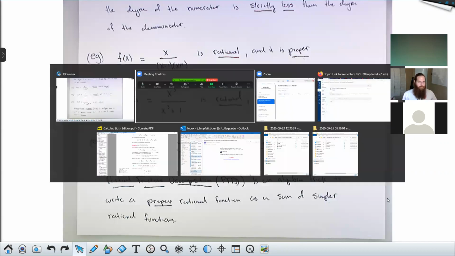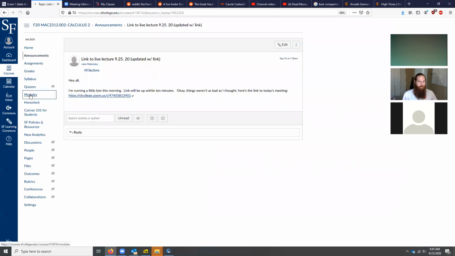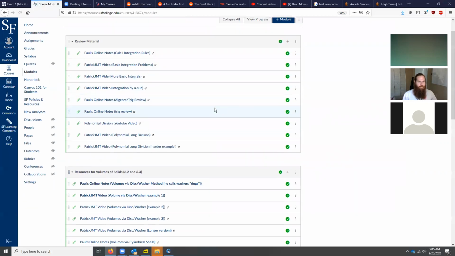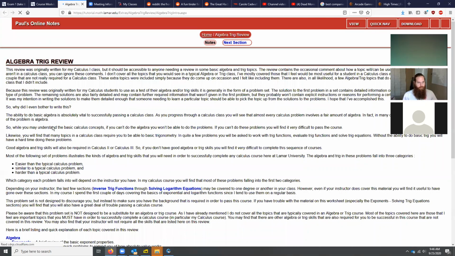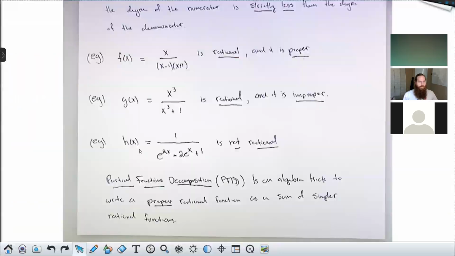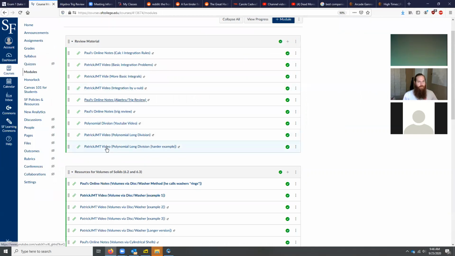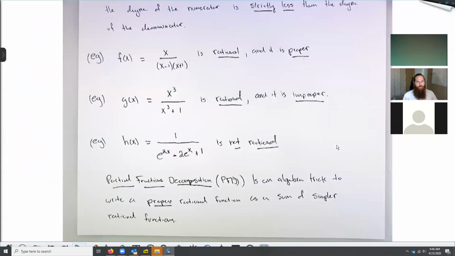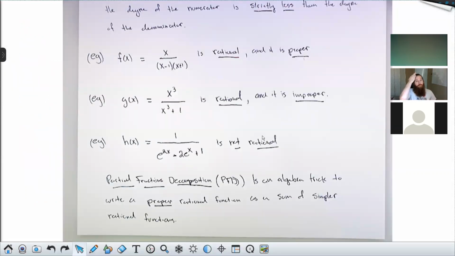If you look in your modules, you'll see here, under the review material, there's a few links to how to divide polynomials. All right, these bottom three are all about polynomial division. Also, if you dig around in Paul's online notes, the algebra review, I'm pretty sure he talks about it there too. Well, maybe not. Yeah, no, he's got multiplying polynomials, but nothing for division. So if you want more examples of polynomial long division, check out any of these three bottom videos. I'm going to do one of them today. It's not too hard.